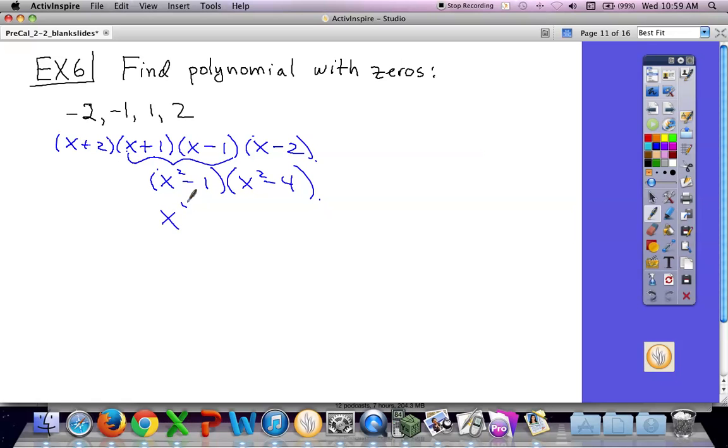X to the 4th minus 4x squared minus x squared plus 4. Combine like terms, x to the 4th minus 4x squared. Oh, sorry, that was wrong. I was thinking of something else in my head. Minus 5x squared plus 4.